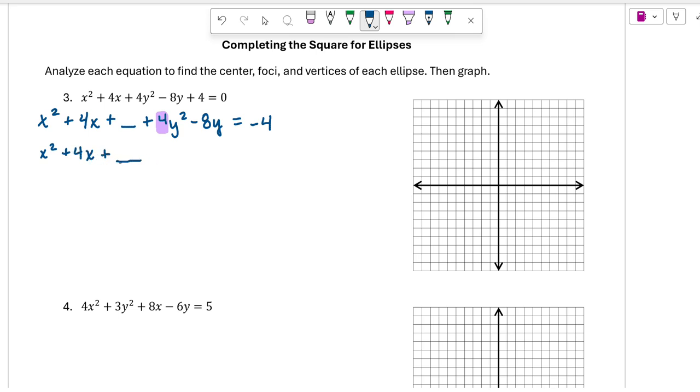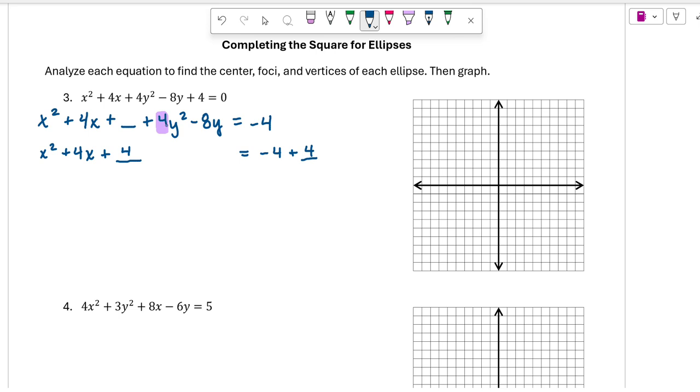Okay, so let's just complete the square, right? We would take half of the middle term 4, which is 2, and square it. So we would add 4. Now, while I'm doing this, I think I better add 4 to the other side as well, right? Because if I added it to one, I need to remember to add it to the other.